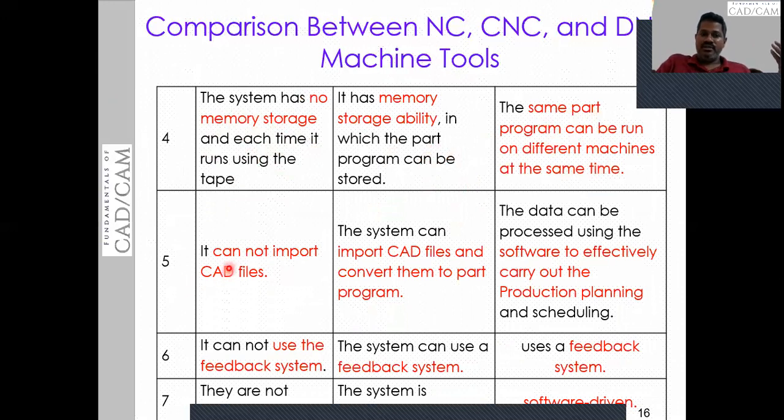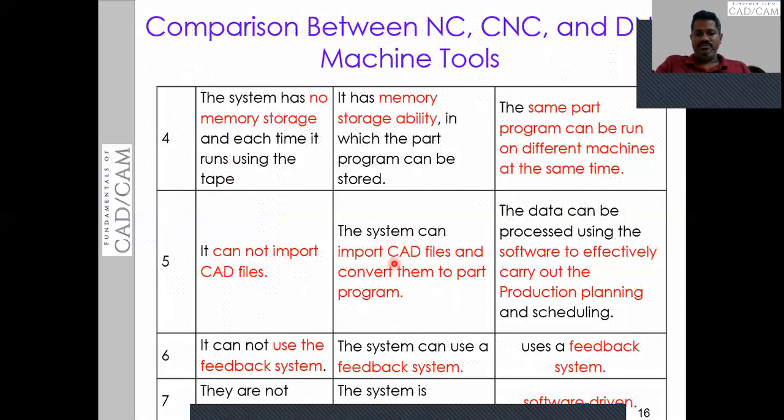Then the fifth difference is that it cannot import CAD files. NC cannot. NC is not at all connected to a computer. If you don't have a computer, you cannot import the CAD file. NC is a hardwired computer. So in the case of NC, the machine is not at all going to import the CAD file, because we don't have a computer at that location.